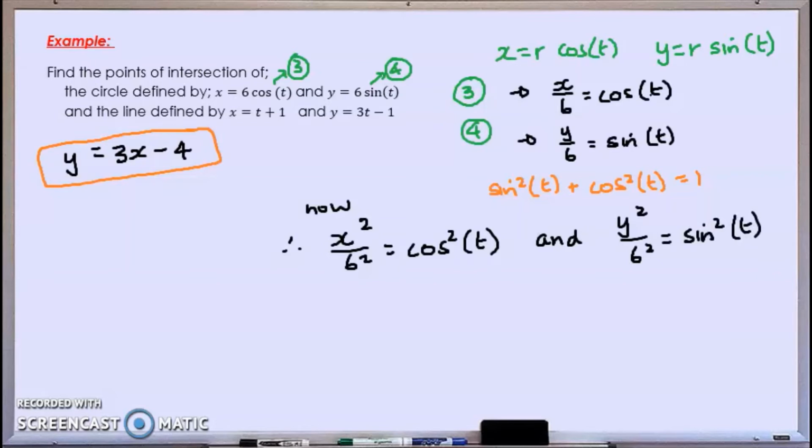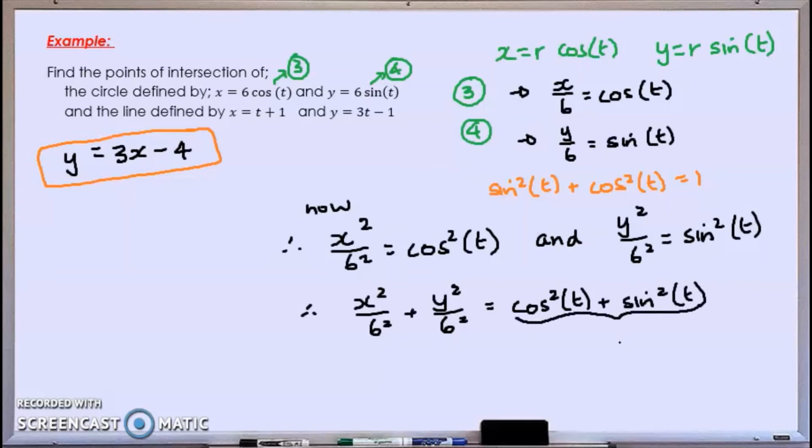And combining both of these equations together, I can add these equations to each other. So therefore, x squared over 6 squared plus y squared over 6 squared. They're adding my two left-hand sides together. And now adding the two right-hand sides together, I get cos squared t plus sin squared t. Now here we have our Pythagorean identity, and that equals 1. So therefore, x squared over 6 squared plus y squared over 6 squared equals 1.